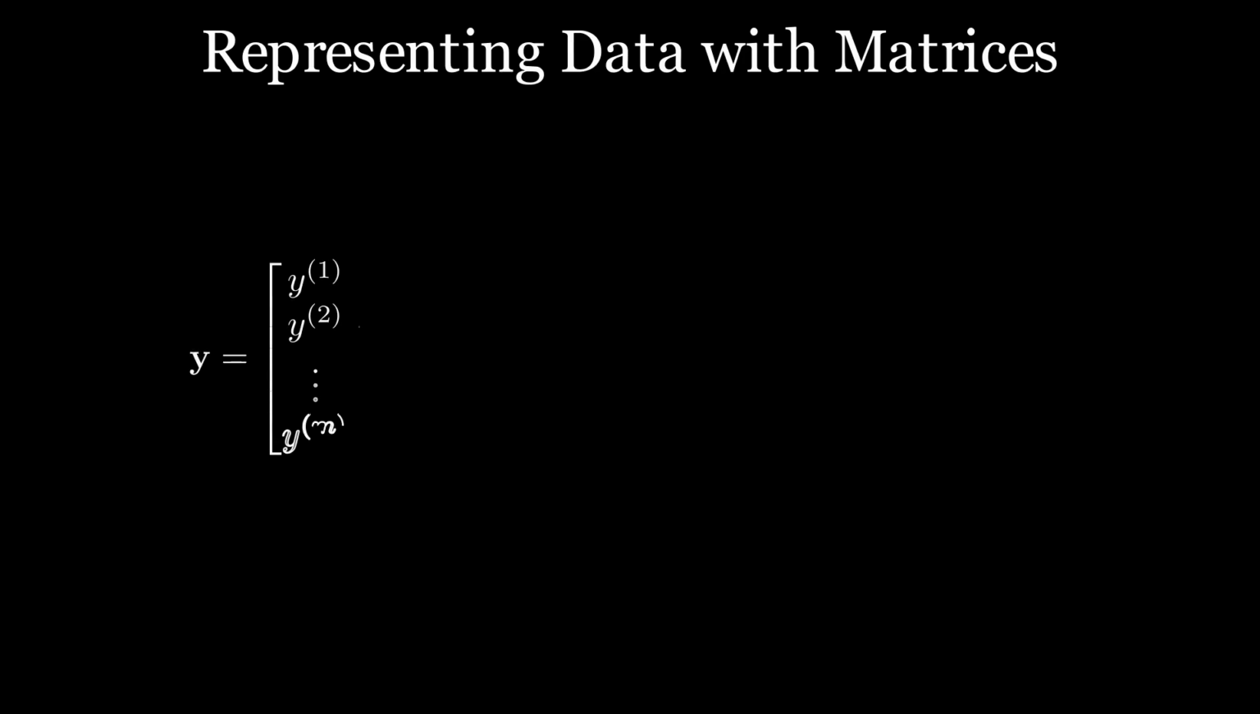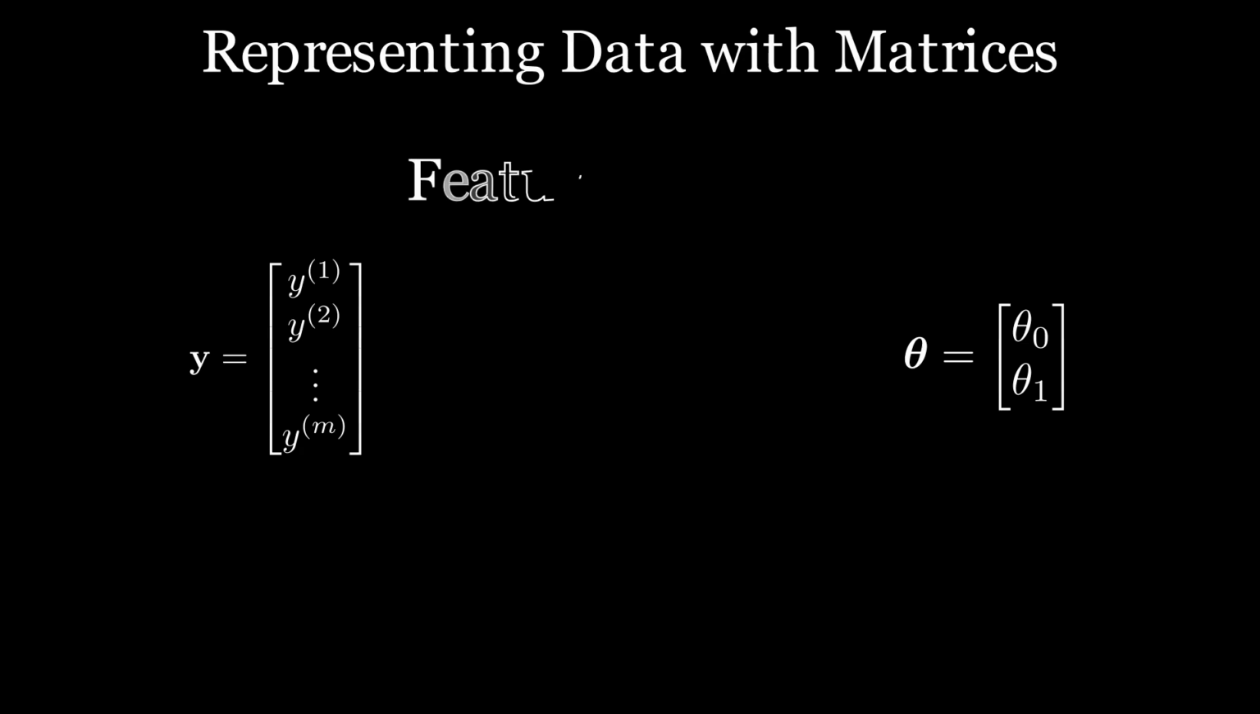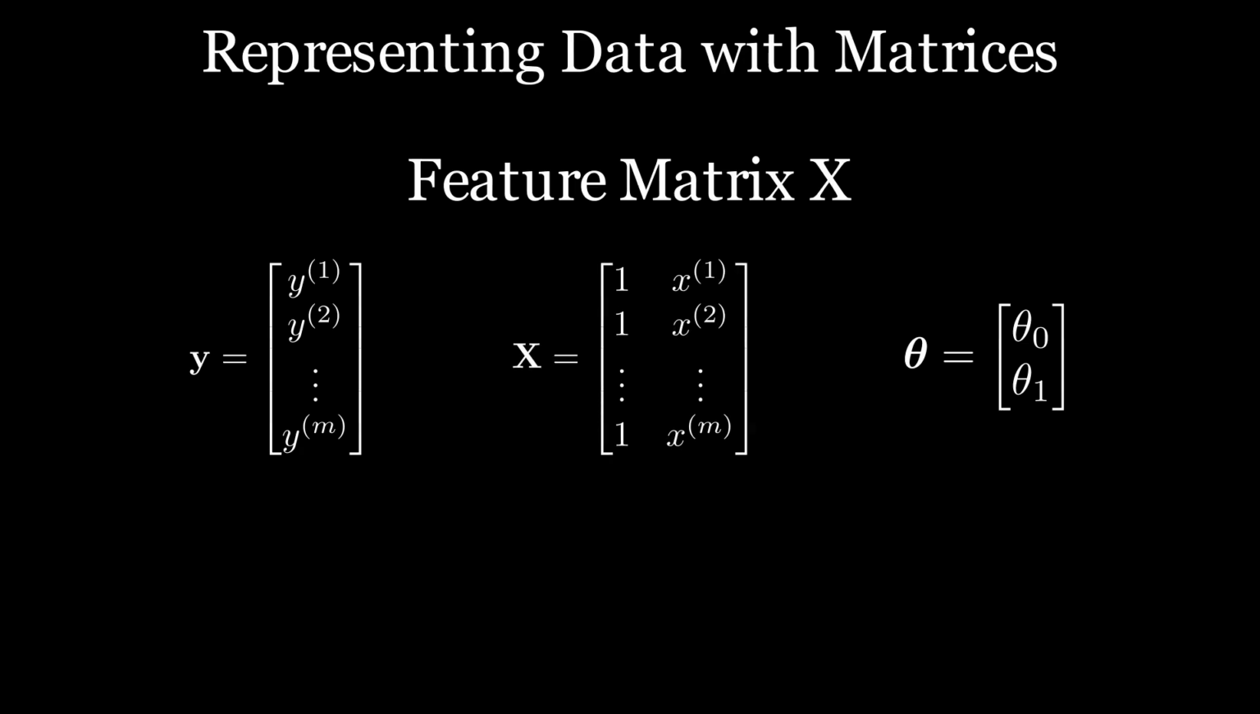First, we group all our target values, the y's, into a single column vector. Next, we define our parameter vector, theta, which holds the coefficients we want to find. Finally, we construct the feature matrix, x. This is the clever part. To account for the intercept term theta 0, we add a column of 1s. This is like giving each data point a new feature, x0, which is always equal to 1. With these components, our entire system of equations simplifies to one elegant matrix equation, y equals x times theta.